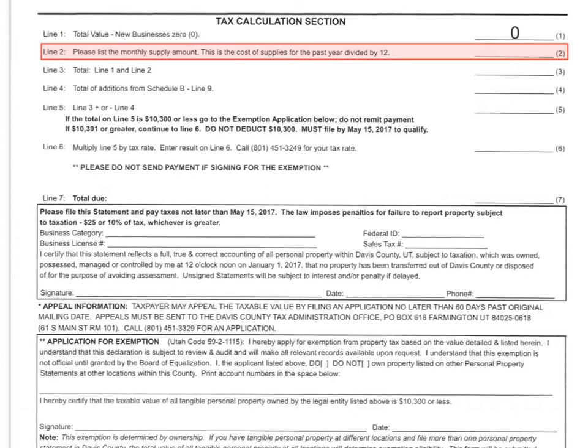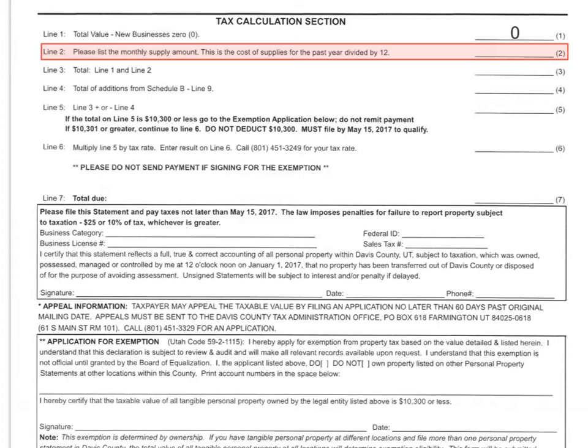Line 2 is your monthly supply amount. This is the annual amount of supplies divided by 12. Things that are included would be things such as paper, toner, office supplies like pens, pencils, paper clips, staples, and anything that is used to run the business.